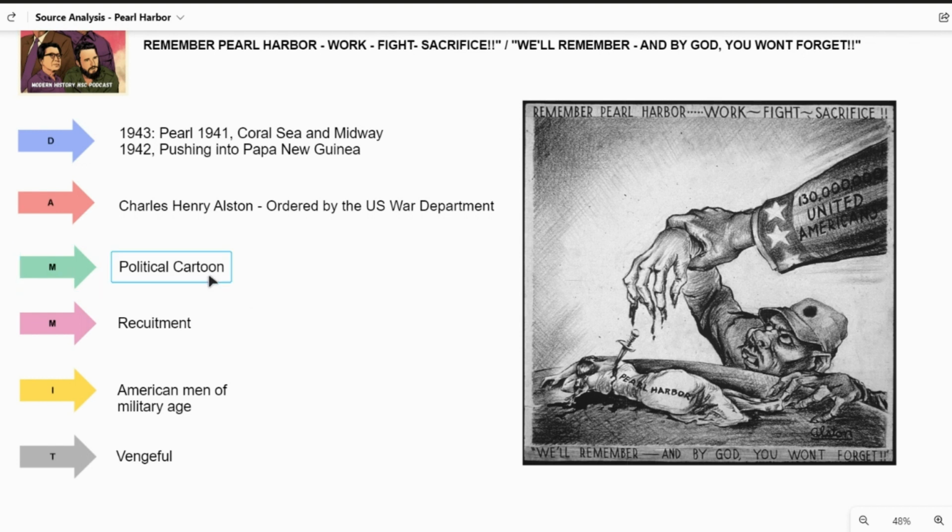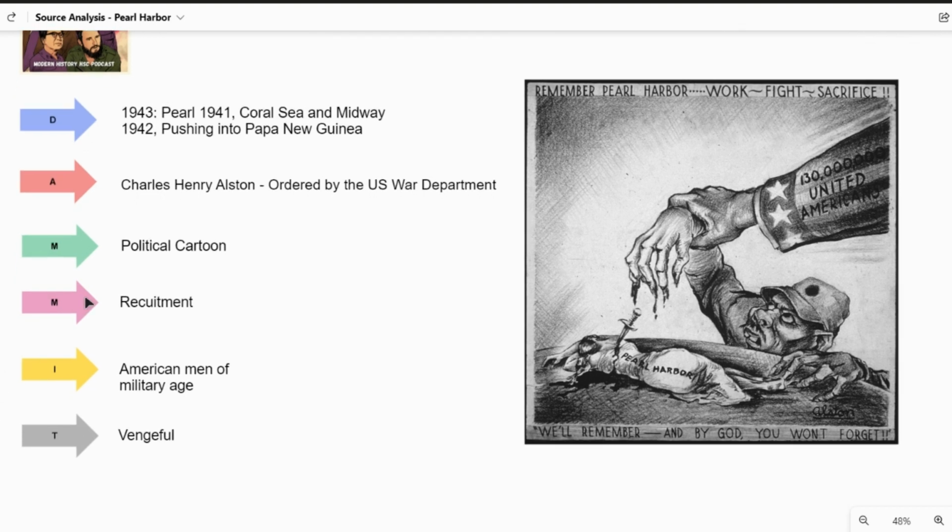It is a cartoon, but it is also a political cartoon. The reason I know that is that its source is coming from the government. So the cartoon's creation is politically motivated, and therefore it's trying to impress upon its viewers some sort of viewpoint or some sort of bias. You could also say that this is propaganda.